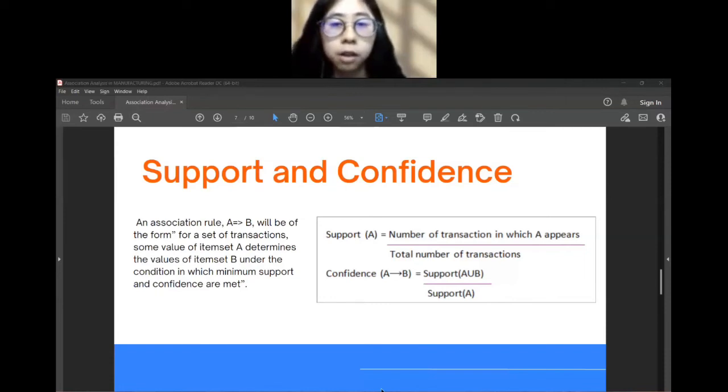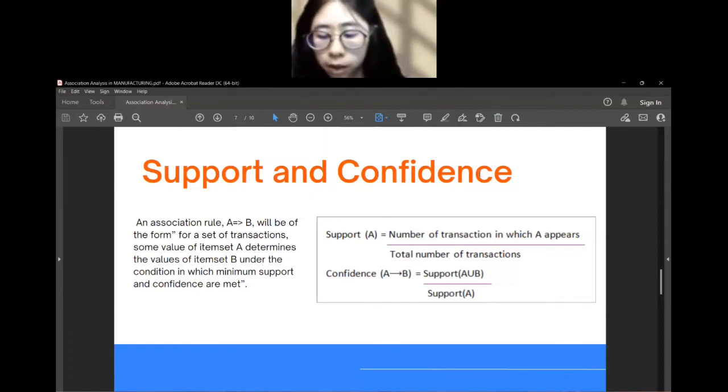On the right-hand side, you can see the formula for the support. The support is the number of transactions in which A appears divided by the total number of transactions. For the confidence, it refers to how confident we are that if a person purchases A, they will purchase B together. The formula for that is the support of A union B divided by the support of A.